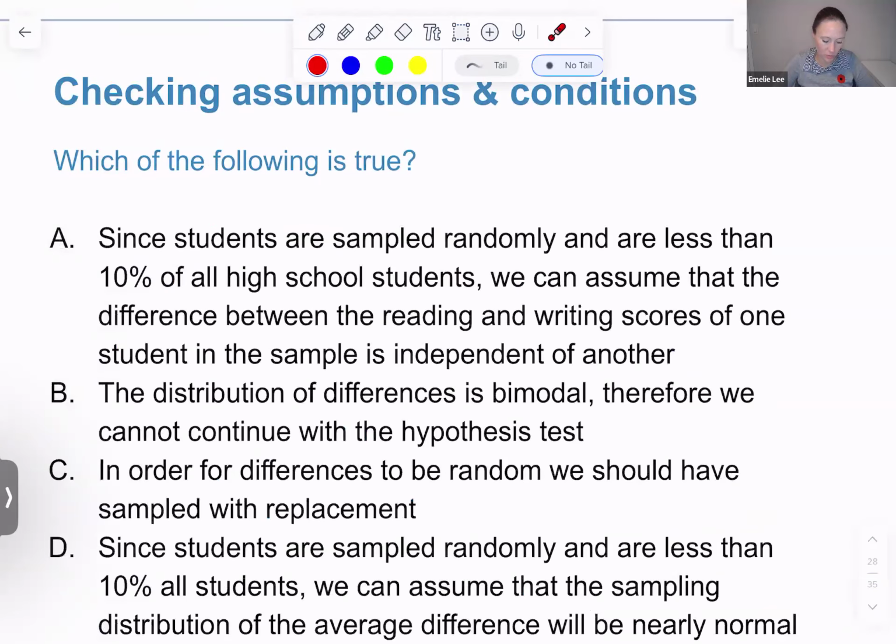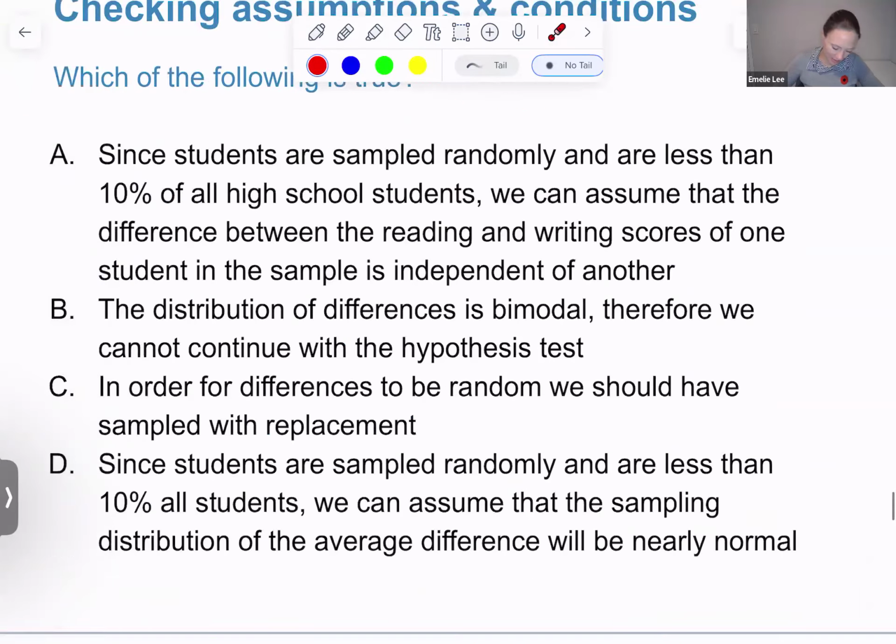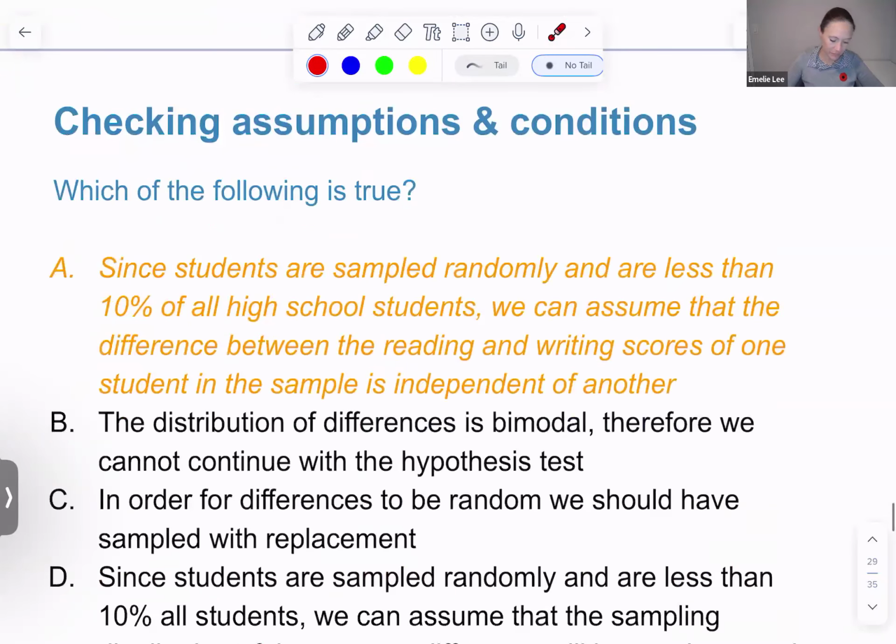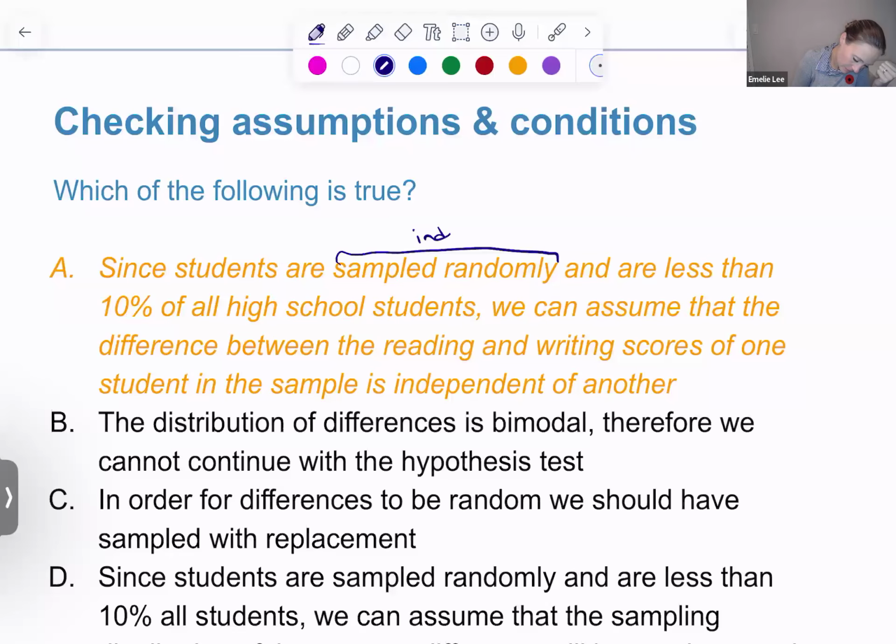Which of the following is true? I'll skip to the next one. It's A, but let's talk about all of them. So since students are sampled randomly, that's good. That means they're independent. And are less than 10% of all high school students, again, the independence, but kind of optional, we can assume that the difference between the reading and the writing scores of one student in the sample is independent of another. That's true.